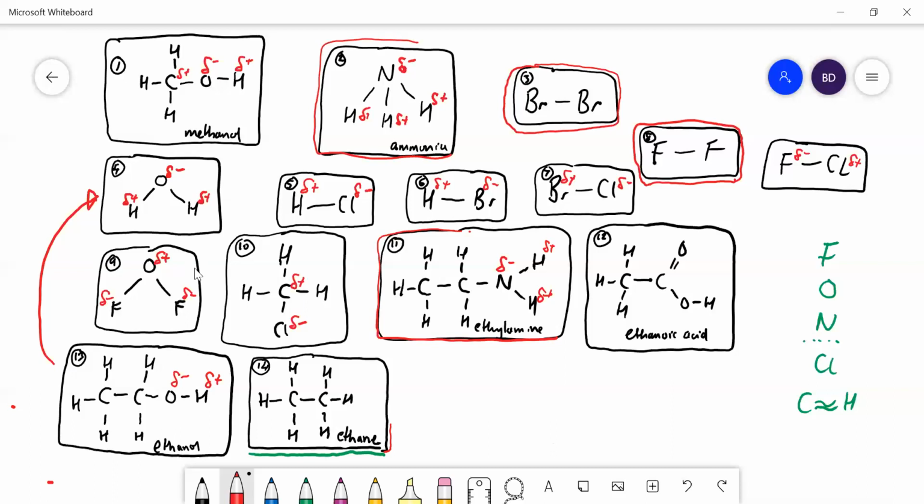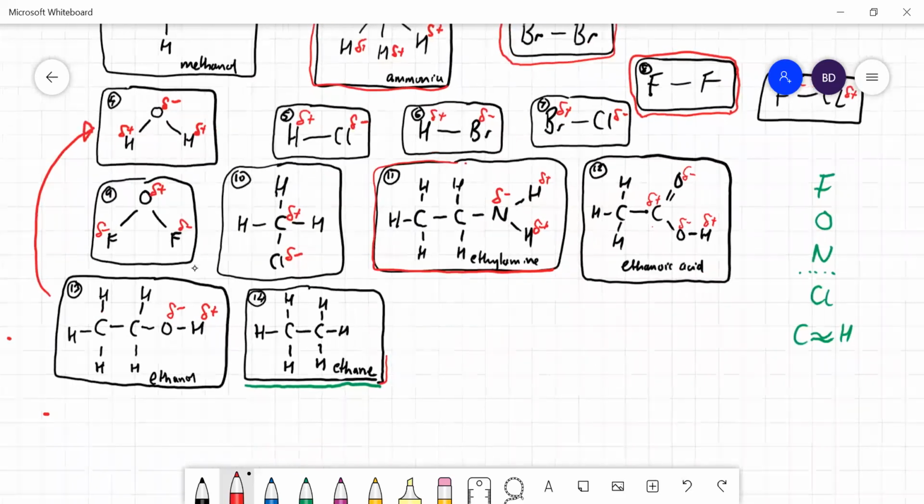Finally, ethanoic acid, vinegar. At GCSE, you've come across this. This is definitely polar. That's going to be delta positive there, delta negative there, delta negative there. And the delta positive on the carbon is going to be particularly strong, isn't it? Because it's connected to 2 oxygens, and both of them are going to be withdrawing electrons from there. Good, so hopefully you got all of those right.